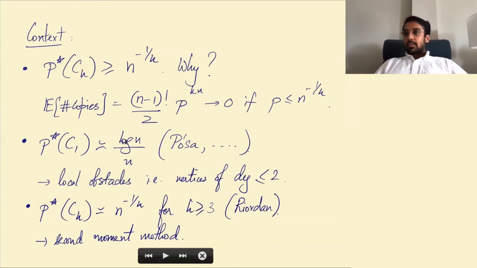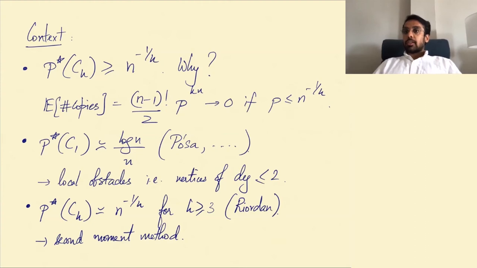And again, we all know why this is true. This is because at a density of something like 1 over n, we still have to deal with local obstacles. There'll be vertices of small degree, namely degree strictly less than 2, and so there's no chance of containing a Hamilton cycle. So it's not hugely surprising that the answer isn't 1 over n for the Hamilton cycle itself.